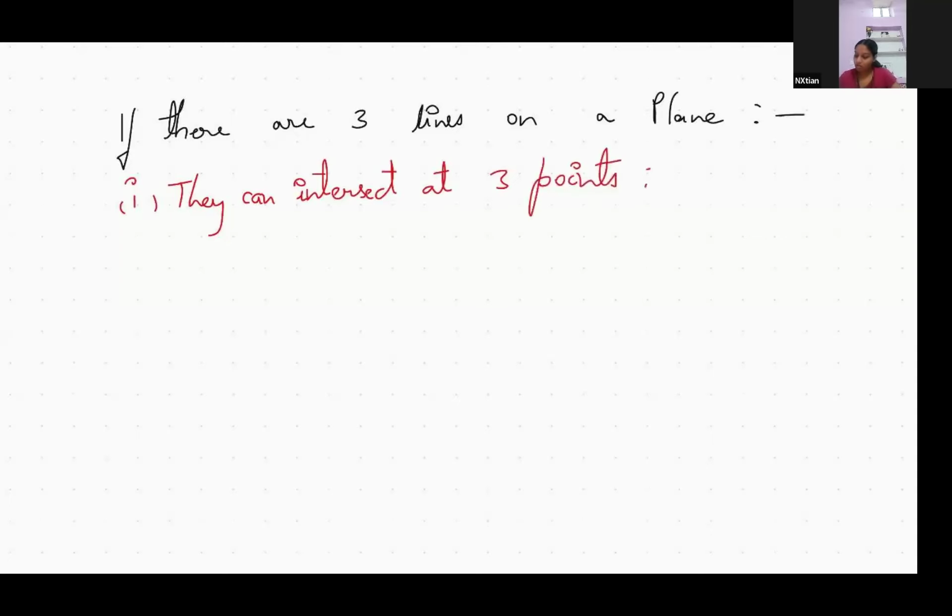How? Let's see. Now this is intersecting at one point, 2 points, and 3 points. It's also a triangle. So I can name the points A, B, and C.